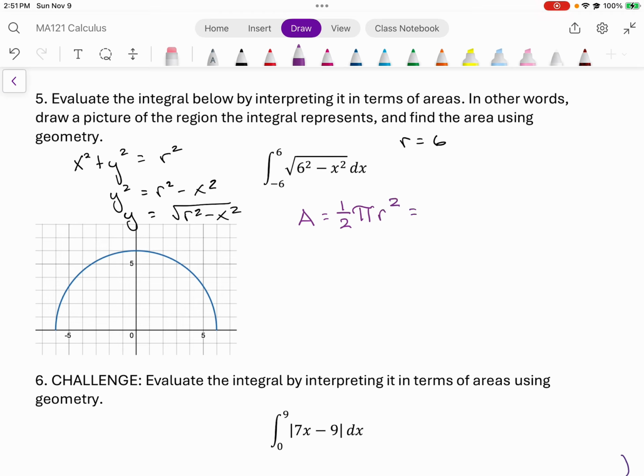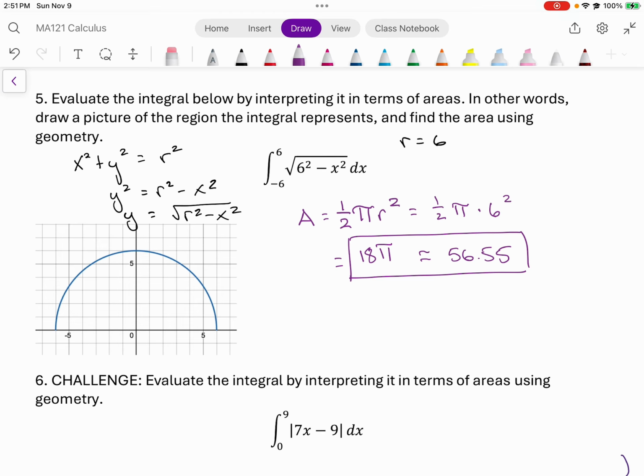All right, so we've got 1/2 pi, or pi over 2, times r squared, that's 6 squared. So this is going to be 36 pi over 2, or 18 pi. You could also put that in your calculator and you would get about 56.55. So either one of those are good answers, depending on what the question is asking for, an exact answer or decimals.